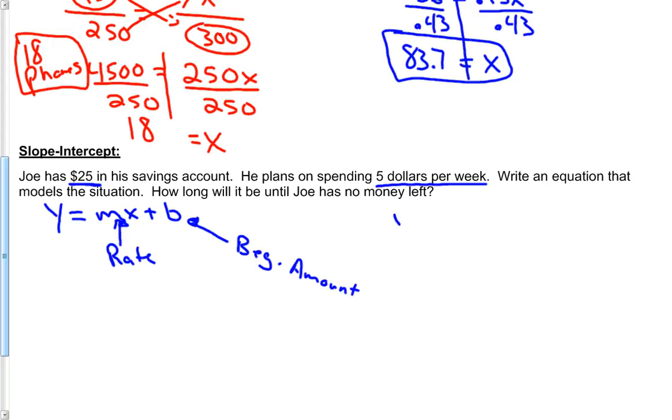So the way I actually like to set these up is I do it this way, a little different than some of the other teachers do, but it's the same thing. I always put the starting amount first. It just seems to me to make sense to put what you're starting with first. And then how does that starting amount change? Well, if he's spending $5 per week, he's losing $5 per week. So again, the 5 is your rate, which is your slope. We know that slope gets attached to the x. All right, so that's how I set it up.